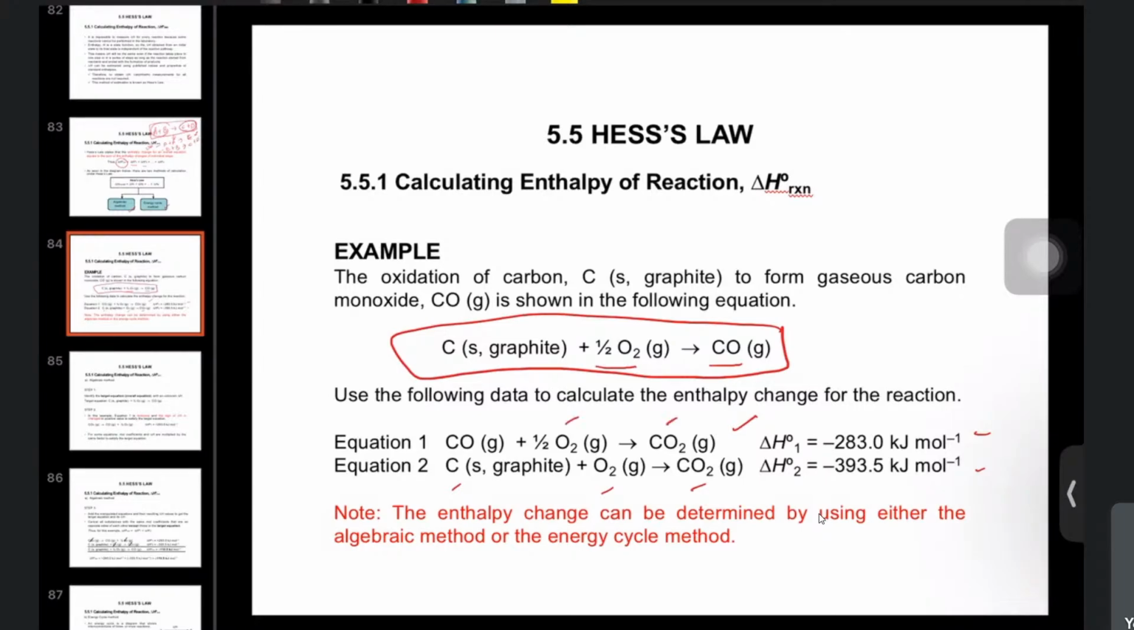So antara ketiga-tiga substance ni, yang mana you perlukan untuk you nak dapat this equation class? Apa you boleh relatekan? Ada apa?